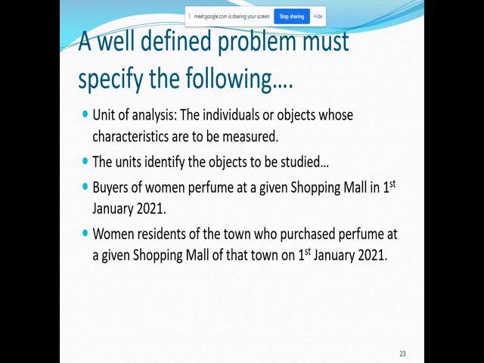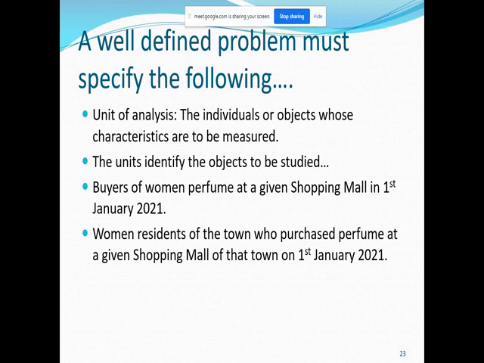But in the second one, it will be a woman who is purchasing, because it is written women residents who purchase perfume. And also which residents? Residents of that particular town. So in this analysis, the two target groups that we have in line number 1 and line number 2 are not the same. They are actually differing from each other.